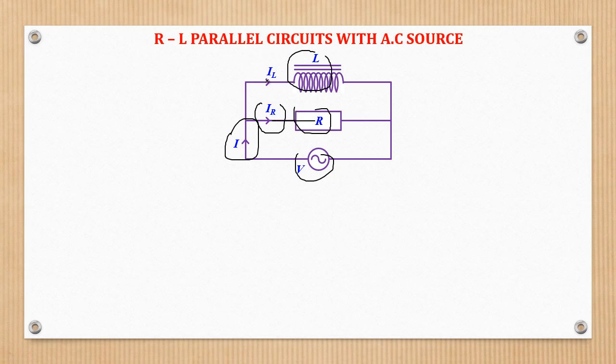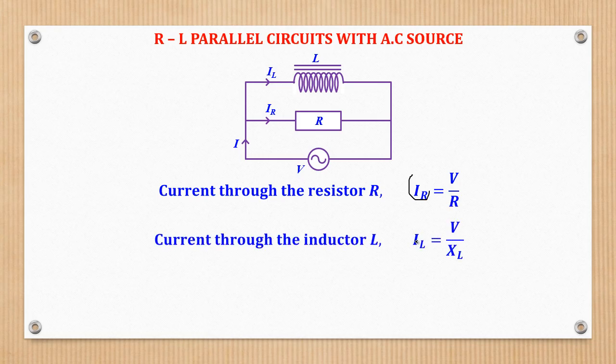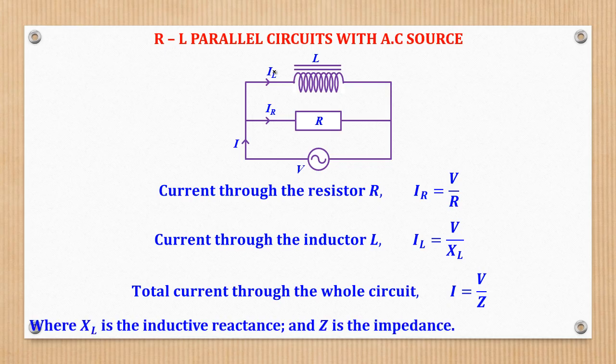One flows through the resistor, another one flows through the inductor. So current through the resistor was given by I_R equal to V over R. Current flowing through the inductor is that, and total current is equal to that. Like I told you in the previous video, here we can't say that this one is equal to this plus this, no, because in alternating circuits we use a phasor diagram to get the resultant. We use a phasor diagram. Always remember that.